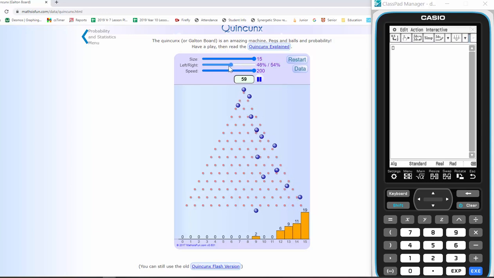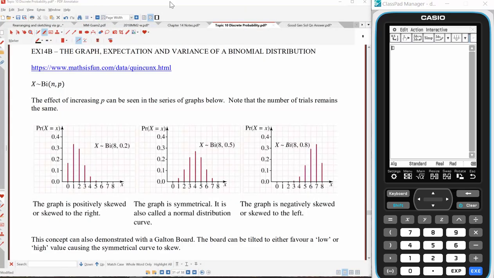Okay, and again, what I can do is just change these to get the balls to go in a certain way. But the amazing thing is, even if I do change it, it'll still form the same overall shape. It'll just be moved either left or right from the middle. So you see how when I've got a 64-36, we still get this curve down here. So let's have a look at the notes now.